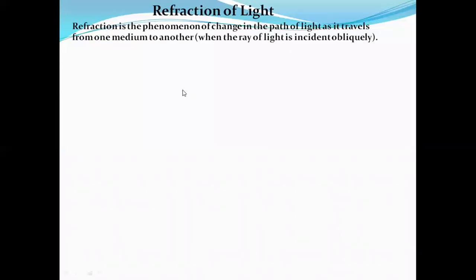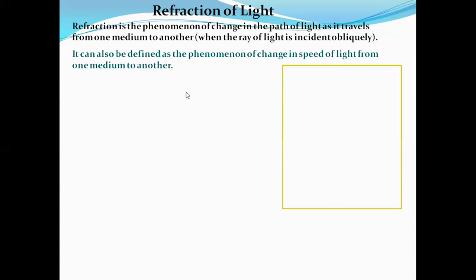Now I discuss refraction of light. We know that refraction is a phenomenon of changing the path of light as it travels from one medium to another medium when the ray of light is incident obliquely. This is very important. If it is perpendicular to the surface, no refraction occurs.